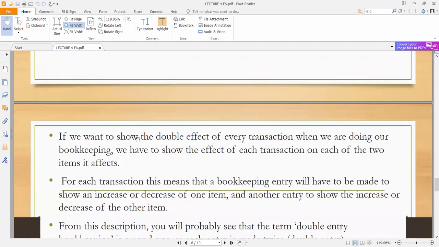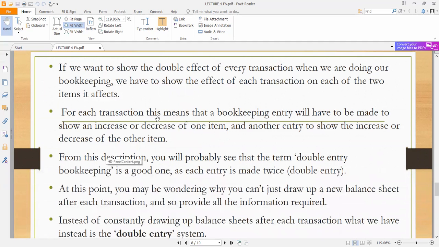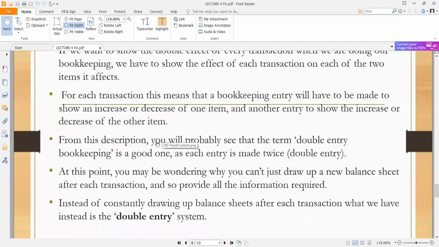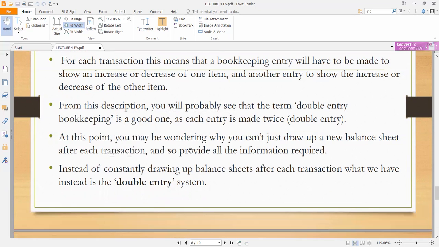Now, if we want to show the double effect of every transaction when we are doing our bookkeeping, we have to show the effect of each transaction on each of the two items it affects. For each transaction, this means that a bookkeeping entry will have to be made to show an increase or decrease of one item, and another entry to show the increase or decrease of the other item. From this description, you will probably see that the term double entry bookkeeping is a good one, as each entry is made twice, which is double entry.